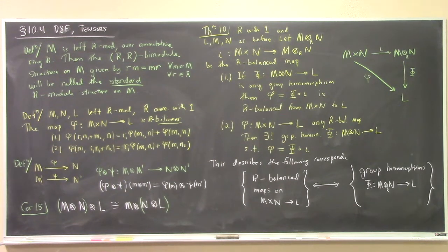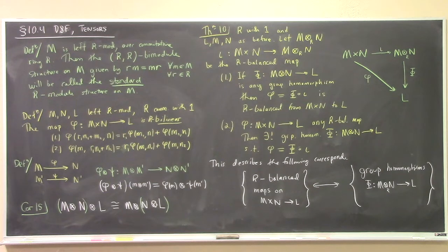But so, that is corollary 15. Now here he's assuming R is commutative and the M, L, and N are all left R modules, all right? Then if you look ahead here, you see corollary 16.